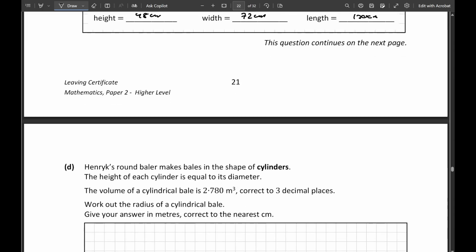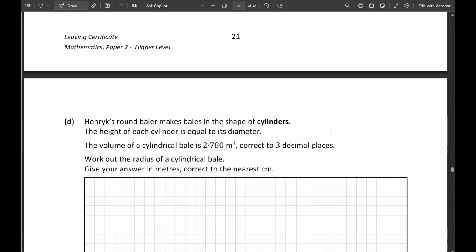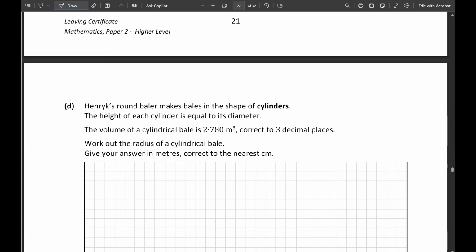So this is the round bale. The height of each cylinder is equal to its diameter. The volume of a cylindrical bale is that. Work out the radius of the bale. Okay, so I think it's probably best to draw a diagram here. So let's just imagine that there's our bale. The height is the same as the diameter. So if this is of radius r, then this is of height 2r. So that's twice the radius. And we know that the volume is 2.78.